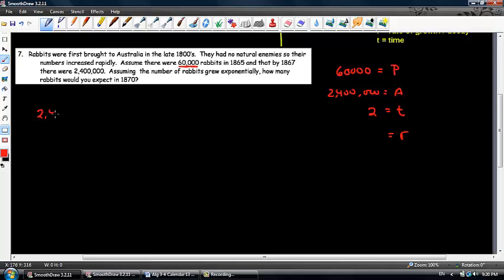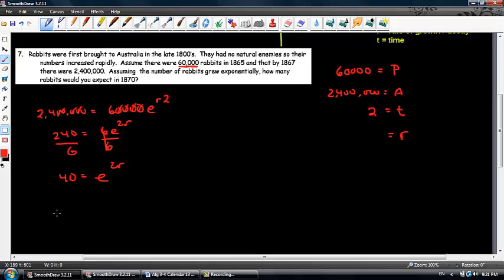So I'm going to say 2,400,000 is equal to 60,000 e to the r times 2. I'm going to go ahead and knock off a couple of zeros here. 1, 2, 3, 4. 1, 2, 3, 4. So I have 240 equals 6e to the 2r. I'm going to go ahead and divide by 6. So I have 40 equals e to the 2r.